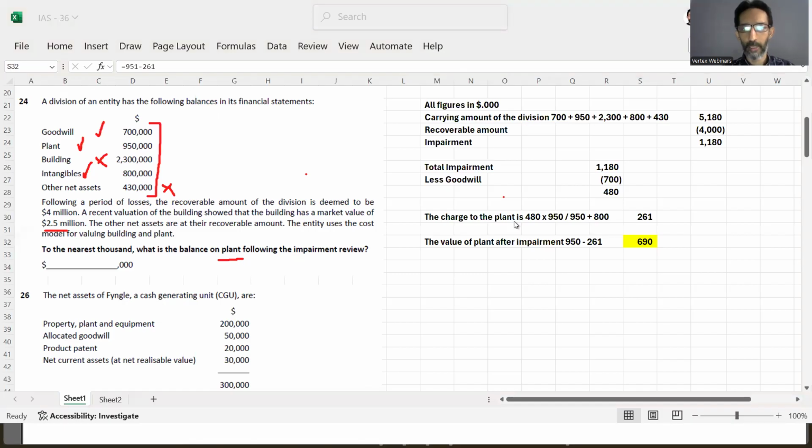950 less 261, so it is 689. Because we were required to calculate the value of plant, there is a question. We were required to calculate the value of plant. So the value of plant is 950,000, and we're not trying to calculate the remaining charge. We're trying to calculate the value of plant. So we calculated how much of the impairment will be charged to plant. That is 261.